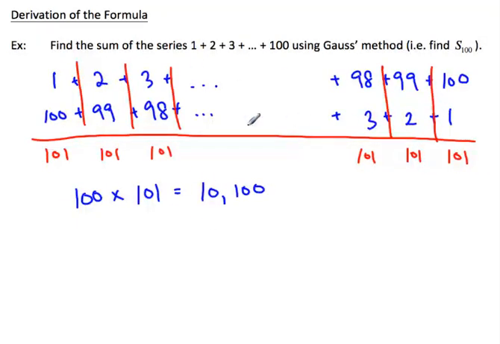But we've got 2 rows, and that's twice as many numbers as we want. We really only want the sum of one row. So if we take 10,100 and we divide it by 2, we get the correct answer, the one that Gauss came up with in his head, 5,050. So there's a neat method for figuring out the sum of an arithmetic series by writing it backwards and then adding the columns, then dividing by 2.